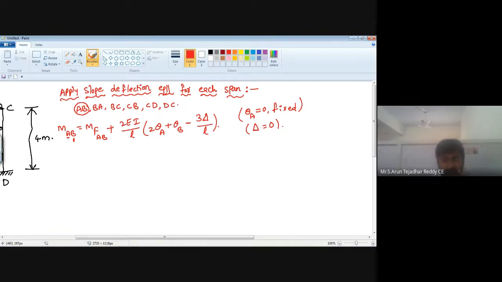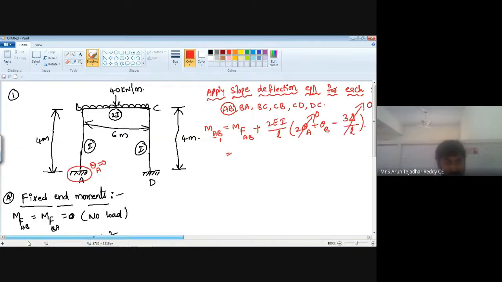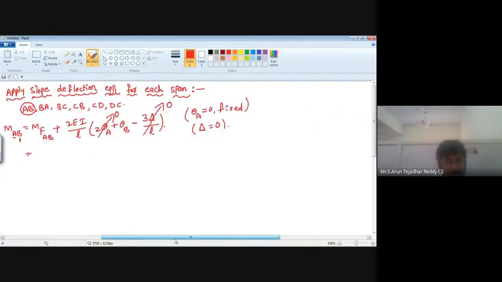Now, this is 0 because 2 into theta A is 0. Next, here delta is also 0, so automatically it is 0. Now substitute all the values here. See, already we know the MFAB value, MFAB is 0.